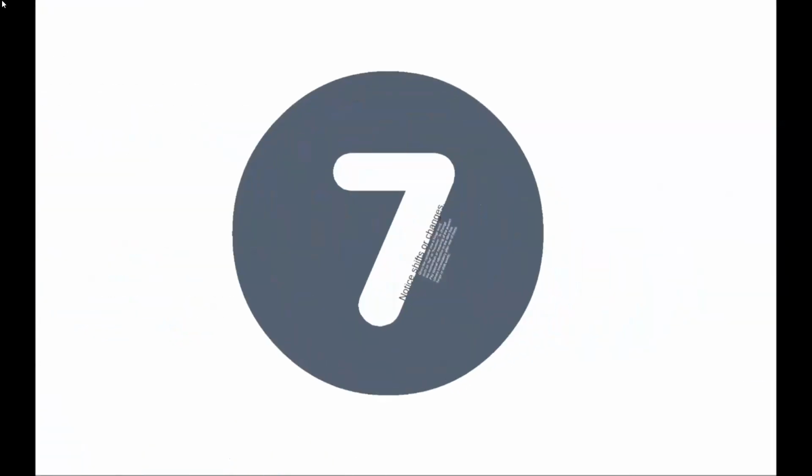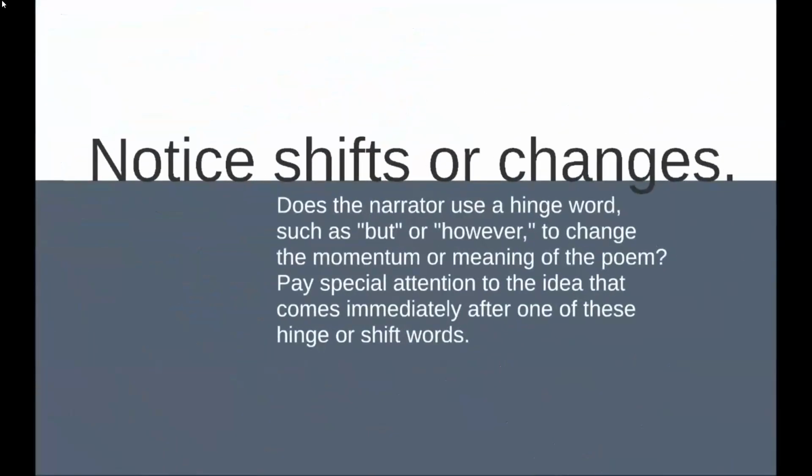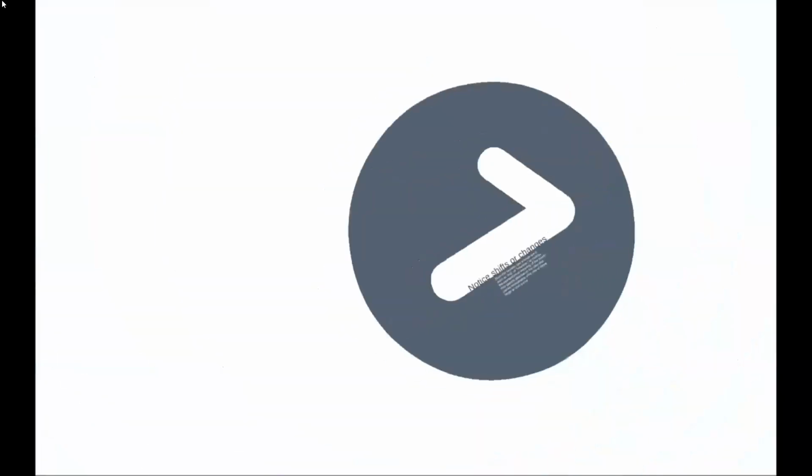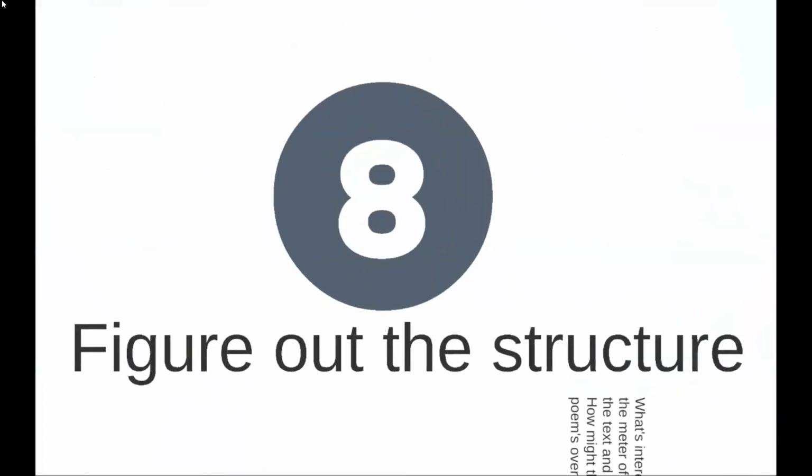Then the seventh step, we're almost there, remember there are only nine, is noticing shifts or contradictions or changes. If the narrator is trucking along and then all of a sudden a hinge word like a "but" or "however" comes up in the poem, generally about two-thirds into the poem, but nevertheless, then whatever comes after that hinge is probably the point of the poem. So pay attention if you notice any shifts or changes, because that's where the meaning is probably right after that.